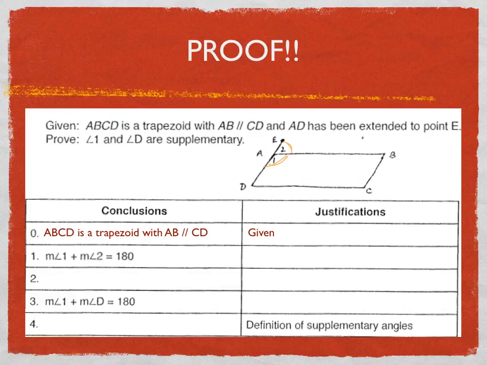Yeah, Asa? They're supplementary. They are supplementary. What makes them supplementary though? What kind of angles are they, Hannah? They're a linear pair. They form that line. Okay? That tells me that it has to add up to be 180 because they're forming a straight line. Okay? So my justification there is that I have a linear pair.